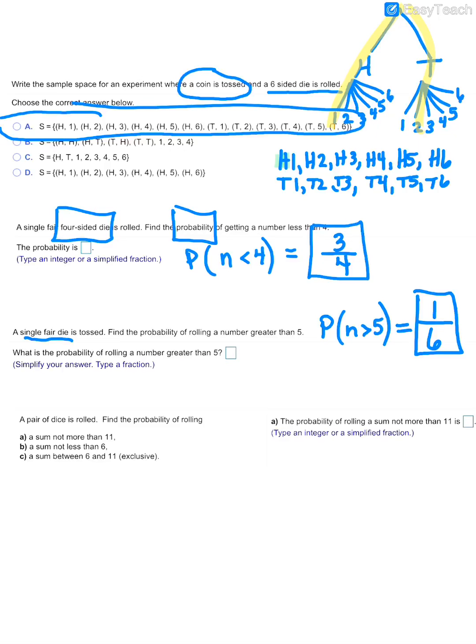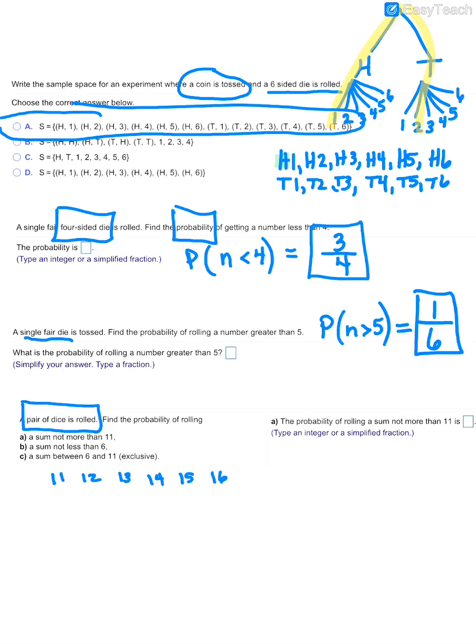Now, with this last question, we have a pair of dice that is rolled. So once again, you could draw the tree diagram, or you could also just make a table of your outcomes. I prefer the table in this case because it's easier just to look at those outcomes. So if I'm rolling a pair of dice, of course, the first die could be a 1, and the second die could either be a 1, a 2, a 3, a 4, a 5, or a 6.